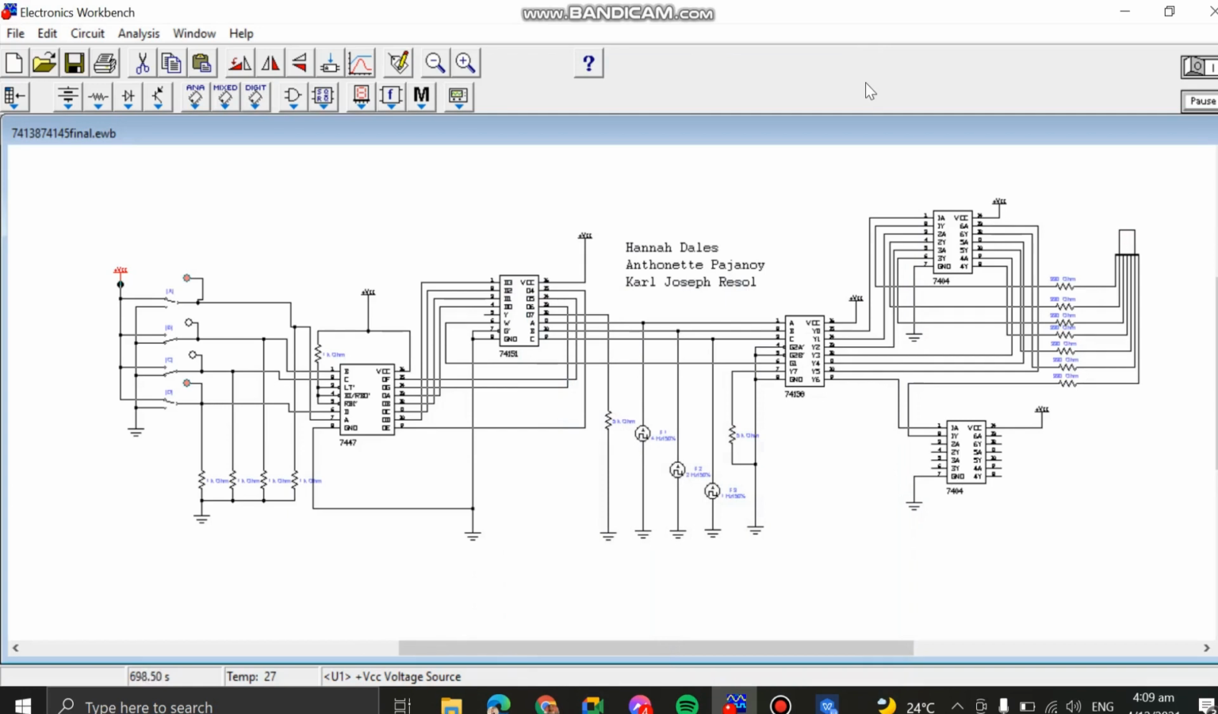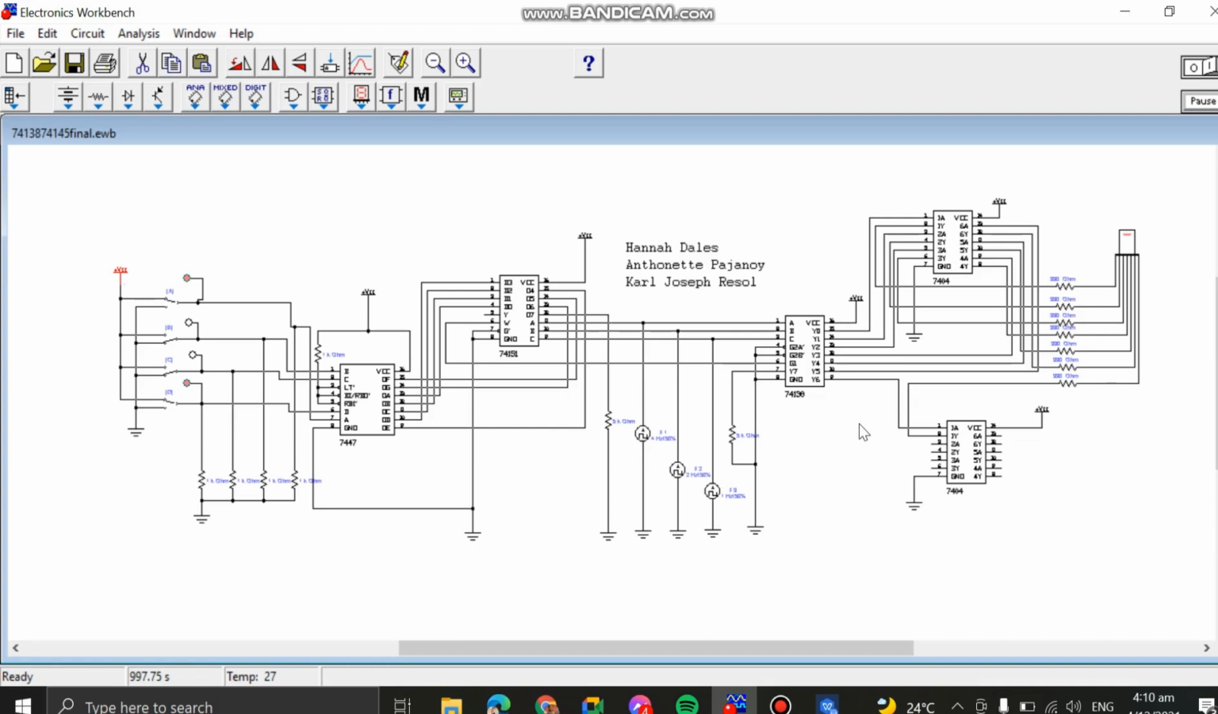Good day everyone. Hi, my name is Anthonette Pajanoy of ECE 3A, and this will be a demonstration of the functions of the 74151 IC and 74138 IC that will show the values of numbers from 0 to 9 in our 7-segment display here. This demonstration is for our procedure B in Laboratory number 8 for my subject ECE 28.